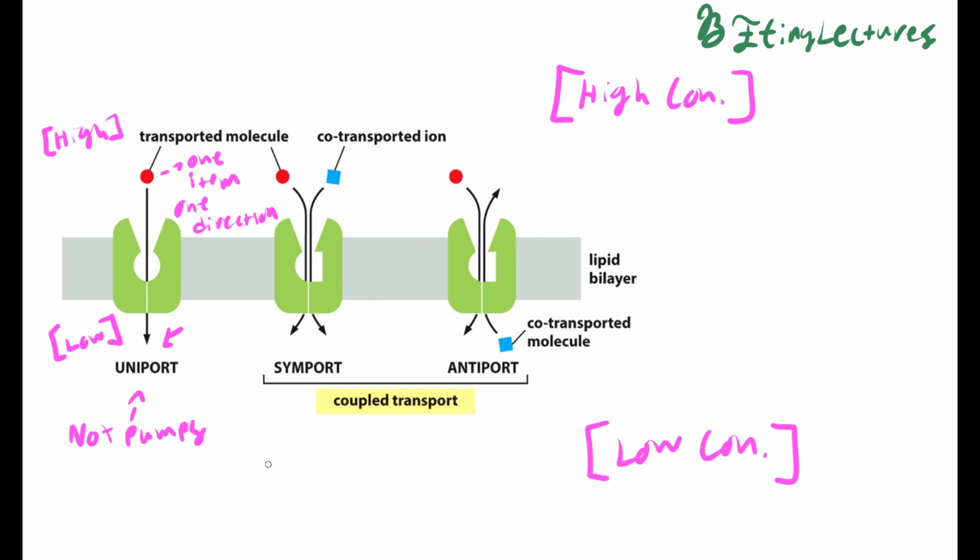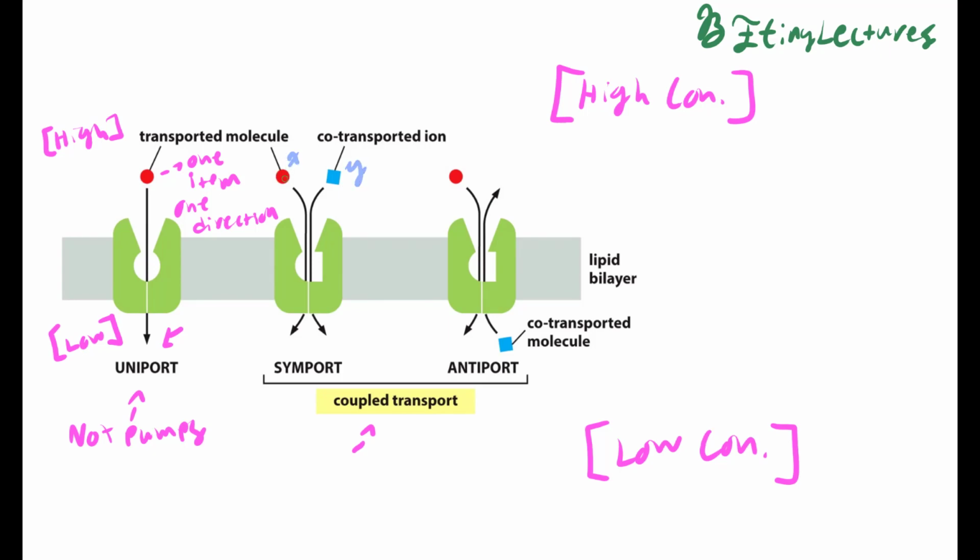Or if this was a high concentration and this was a low concentration, then the item would go out of the cell. But in this example, we go from high concentration outside to low concentration inside. Now, for Symport and Antiport, these are called coupled transporters, because they move two things at one time. So let's call this X. And let's call this Y.